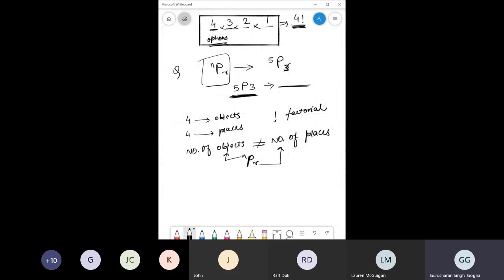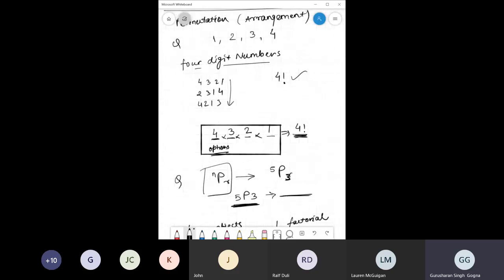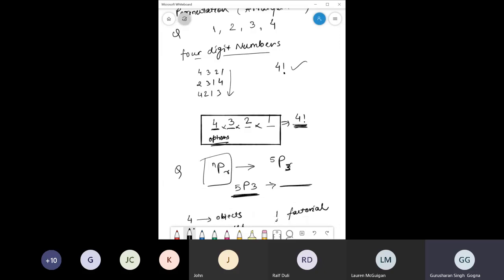So I give you this example of a 4-digit number. How many numbers do I give you? 4 numbers. And how many places? 4 places, because I said write down 4-digit numbers, isn't it? So 4 objects, 4 places, you can directly use the factorial thing.